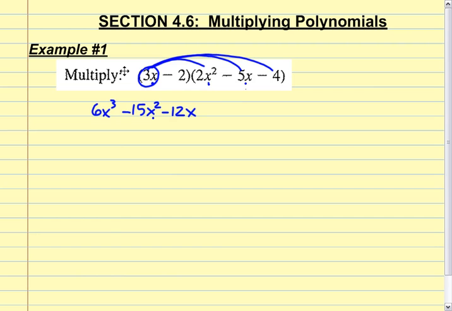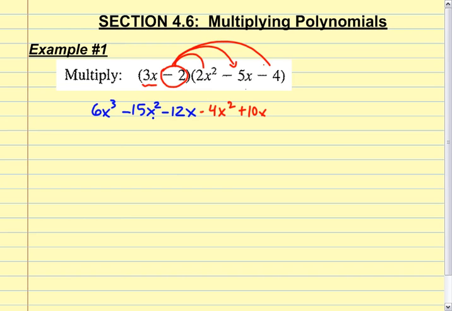Now, let me get rid of these blue lines here. And SK is going to help me with this next part. SK, you agree? We did 3x already, right? Yes. We multiplied it. So now we just have to do minus 2. Okay. So minus 2 times 2x squared? That would be negative 4x squared. Exactly. And then negative 2 times negative 5x? Would be positive 10x. Beautiful. And then that's going to be plus 8. Perfect. Now we've multiplied everything.